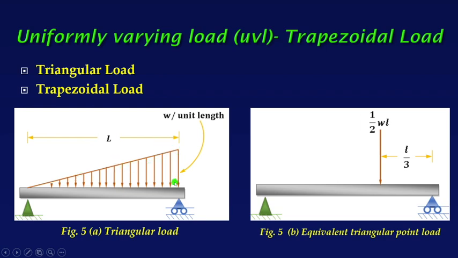The position of the centroid of a triangle is 1/3 of this base. Now, this is the base of the triangle, and from this, 1/3 distance, meaning L by 3, is the distance. At L by 3 distance, the total load half omega L is applied. So this is the corresponding equivalent triangular point load. Corresponding to triangular load, it is the equivalent load diagram.